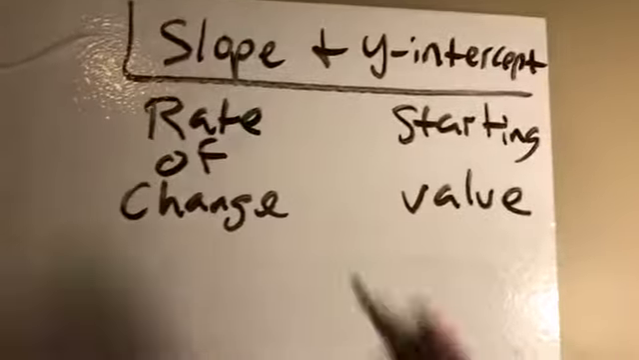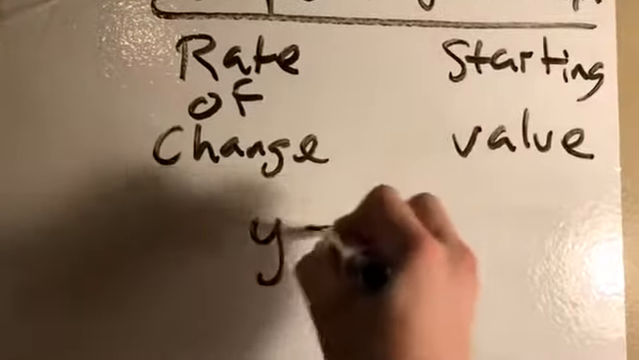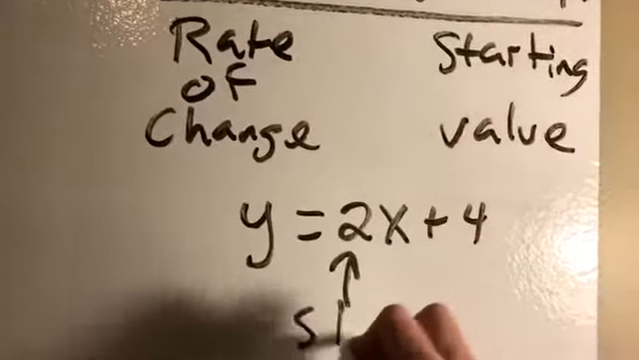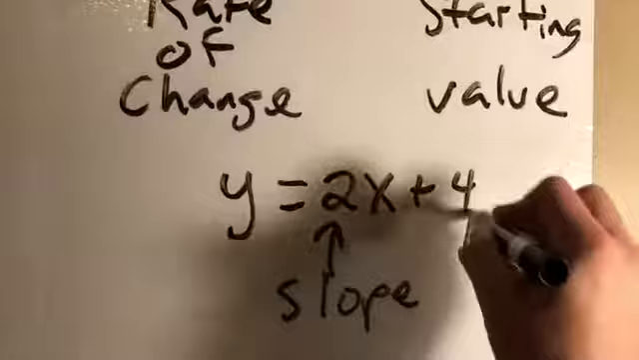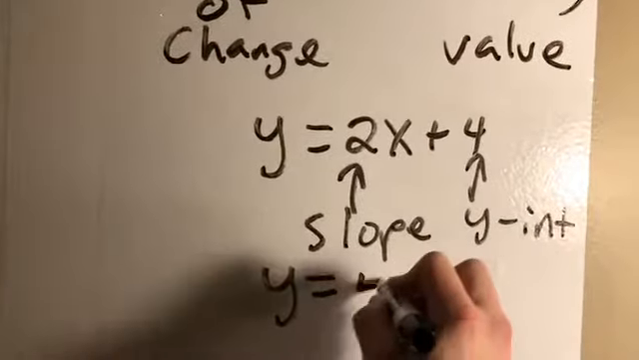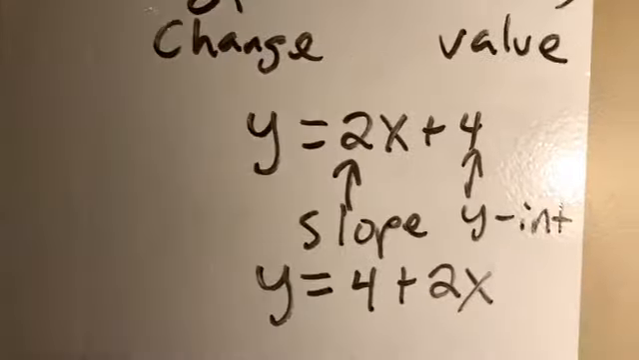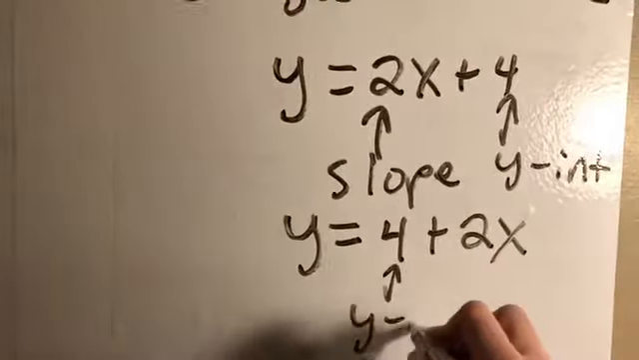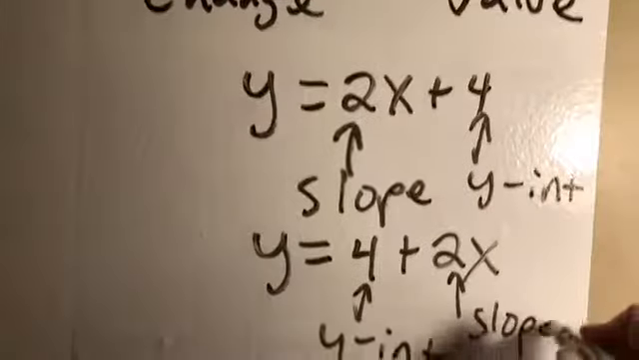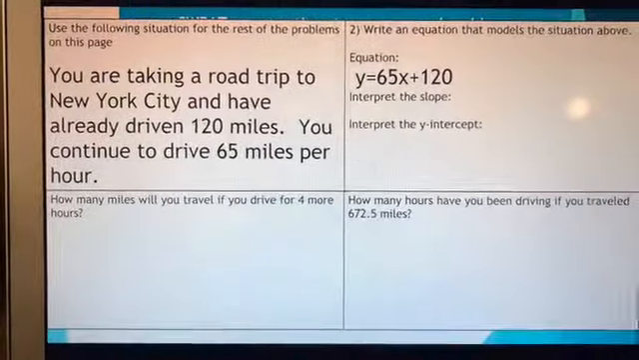And when we need to know which number is which in an equation, you always know the number with the variable is the slope, the number that's all alone is the y-intercept. And the order doesn't matter. These are the same exact equation. The number alone is still your y-intercept. That 2 with the variable is still your slope. So now we're going to apply that to a real world situation.